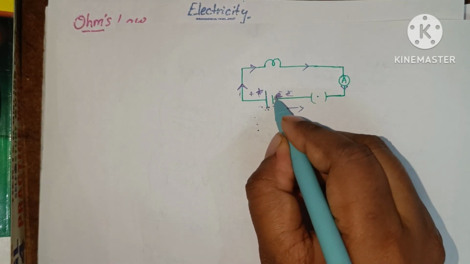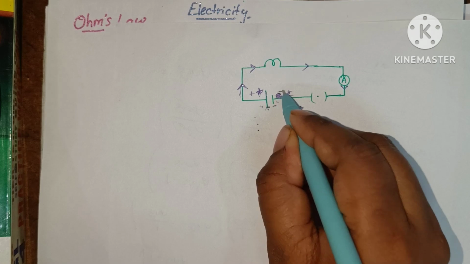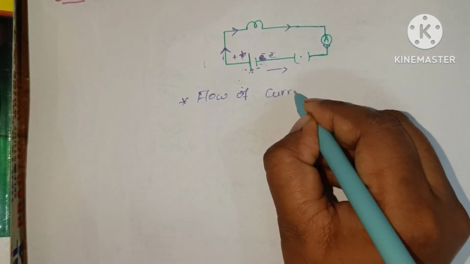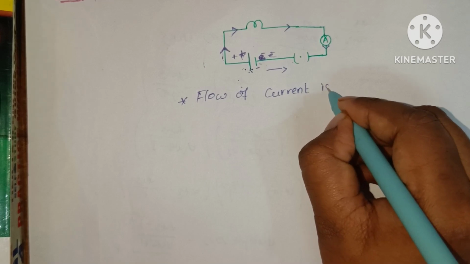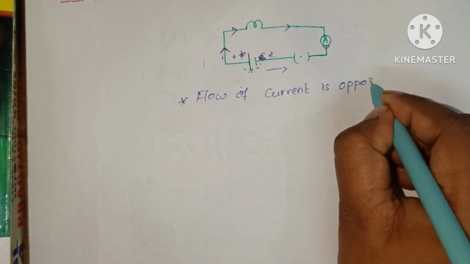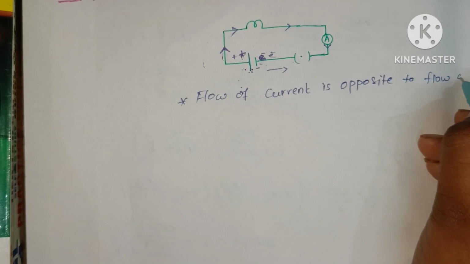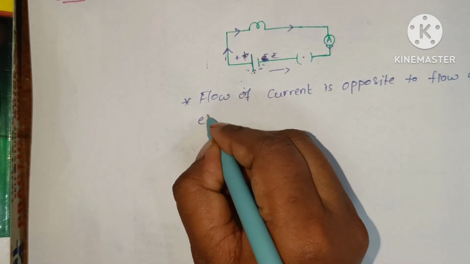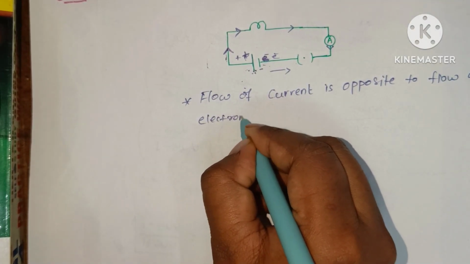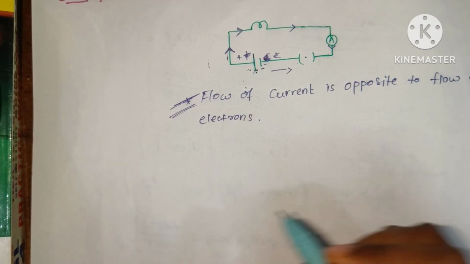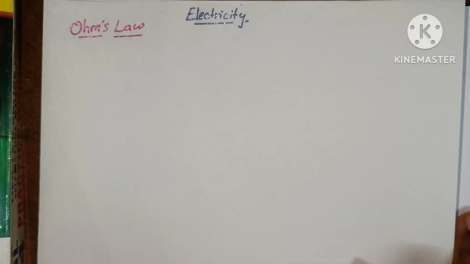Okay, so in your textbook what was given? The flow of current is opposite to the flow of electrons, right? So you have to remember this point. Now let us go to the Ohm's law concept.